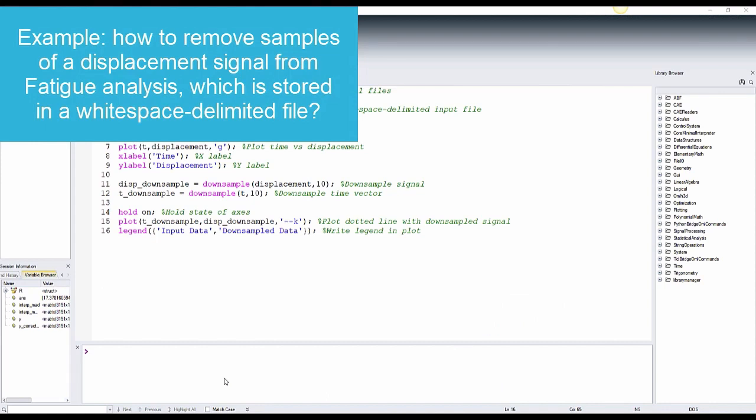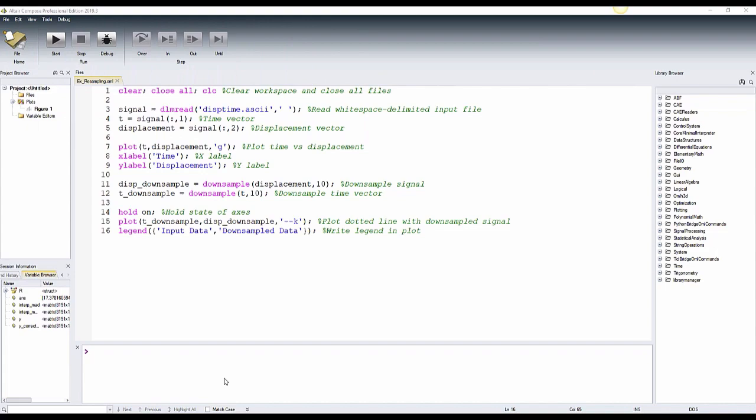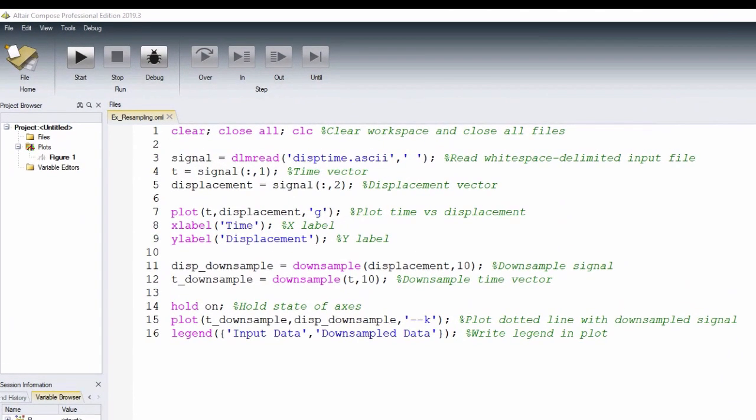Let's see this example about how to remove samples of a displacement signal from fatigue analysis, which is stored in a white-space delimited file. In most practical cases, fatigue data is sampled at roughly 10 times the highest expected frequency to minimize aliasing. And most durability problems are usually related to low frequency, which leads to larger displacements, and therefore the displacement signal may be downsampled.